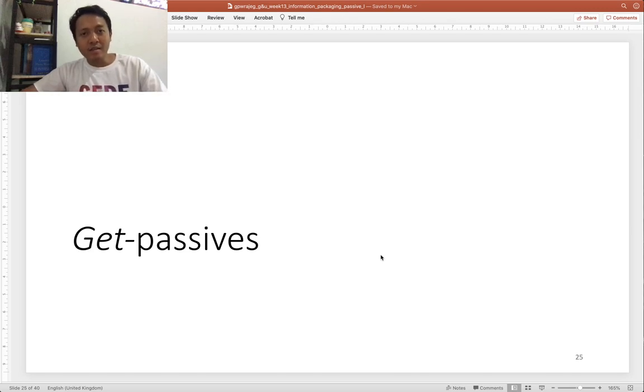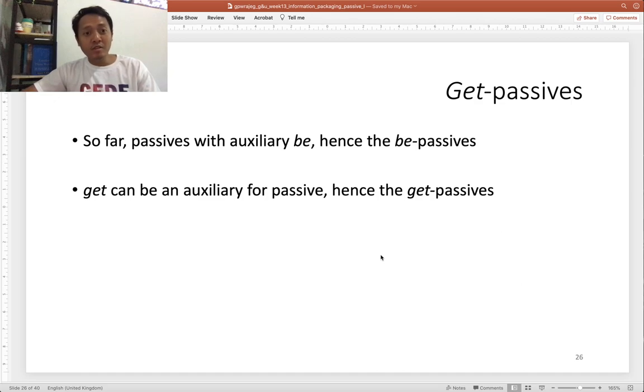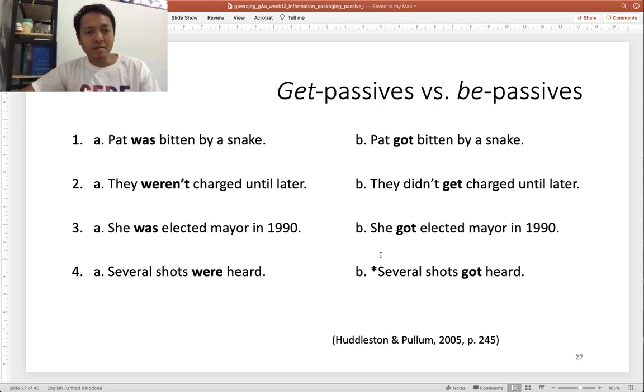Another kind of passive is the get passive. What we've seen so far is the passive with auxiliary be, hence it is also called the be passive by linguists. But get can also be a marker of passive structure. Get can occur with a past participle verb to express passive. Here are some examples. Pat was bitten by a snake, be passive. Pat got bitten by a snake, get passive. They weren't charged until later, be passive. They did not get charged until later, get passive. Okay, and so on and so forth.